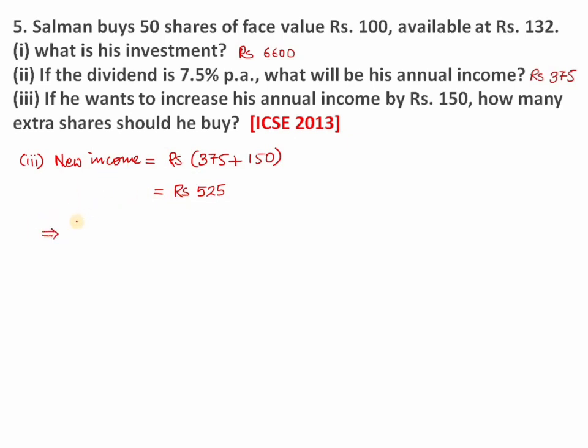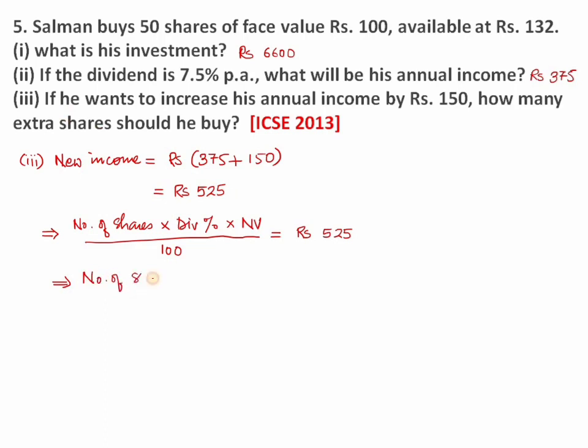So now we will apply the formula for dividend. What is the formula for dividend? It is number of shares into dividend percent into nominal value by 100. This dividend is equal to rupees 525. Now let's put the value. Do we know the number of shares he needs to buy if his new income is this much? No. Please remember, when the dividend is this much, we don't know the number of shares. That's what we need to find. So we will write it as it is. Number of shares is kept as it is, into dividend percent is the same 7.5, into nominal value 100 by 100 is equal to 525.